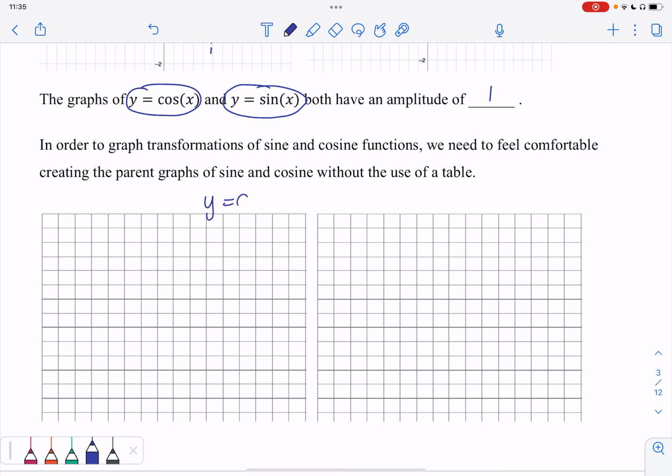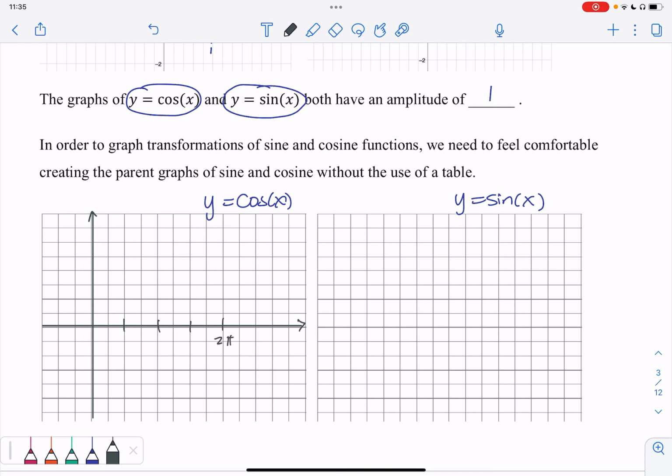So I'm going to label this y equals cosine of x, y equals sine of x. So again, here I'm just practicing making these graphs with no changes, no transformations introduced, using the fact that we have a midline of y equals 0, amplitude of 1, and we know that the period of each of these is 2 pi. So I'm going to use these 5 key points. So first I'm going to make an axis. So I'm just going to make my vertical axes and horizontal axes, and 2 pi is the period here, and the midline is y equals 0, so I'm going to start there.